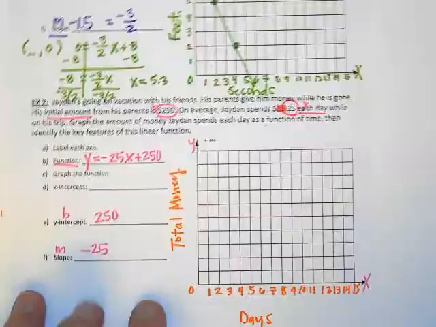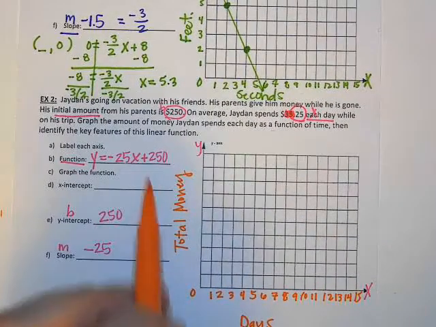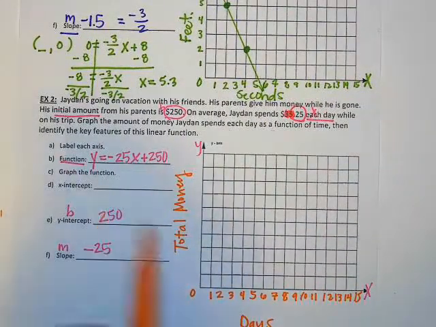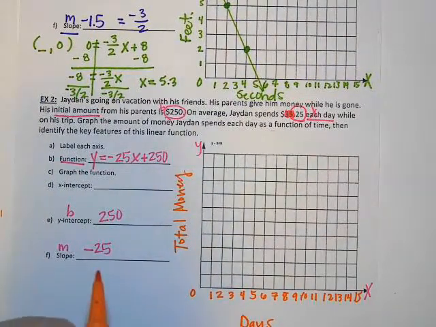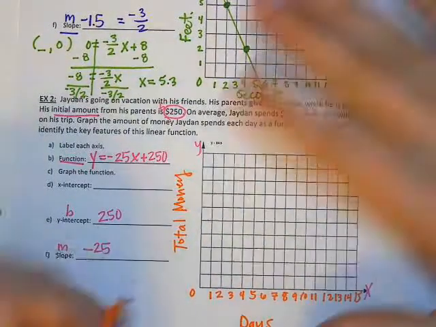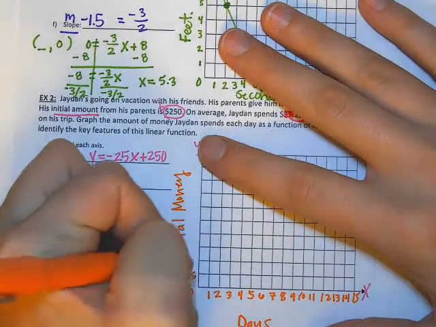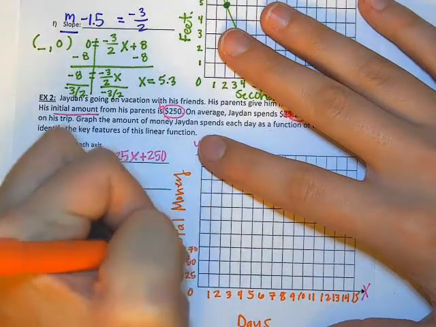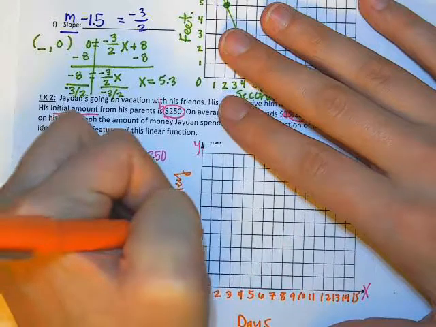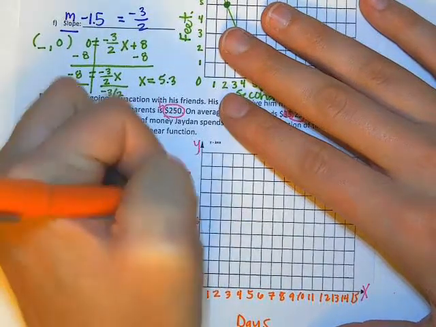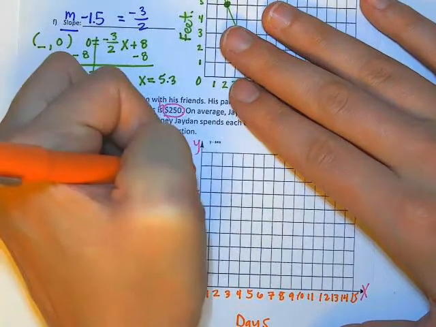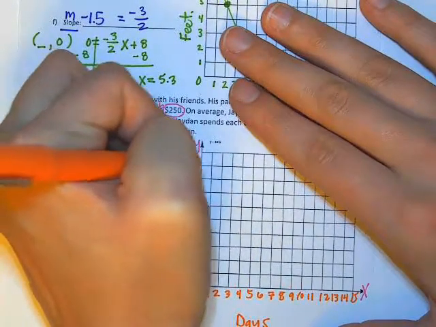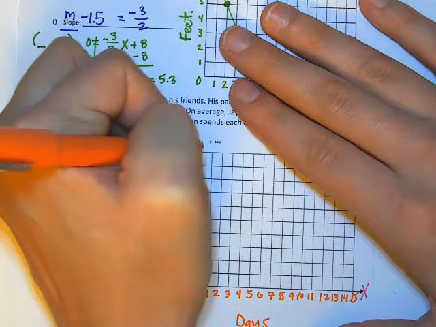Okay, now, my y-intercept is what? It's 250. Can I count by ones? No. What should I count by? 25. Look at my slope. My slope is 25. So I'm going to count by 25. So 25, 50, 75, 100, 125, 150, 175, 200, 225, 250.